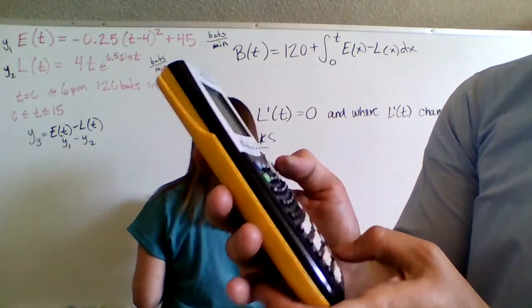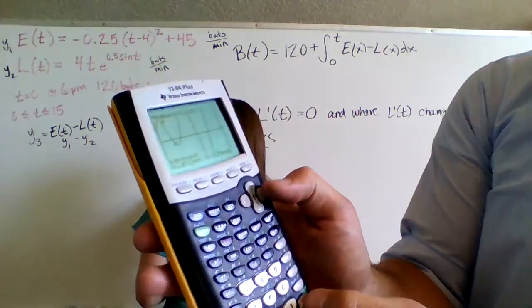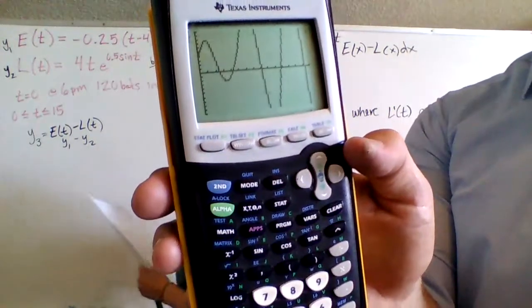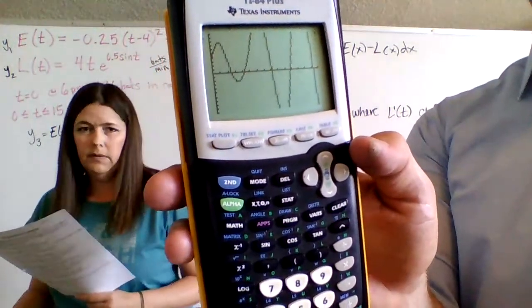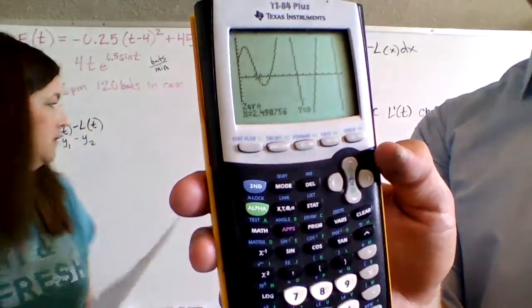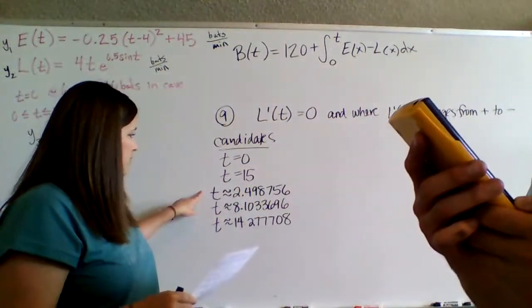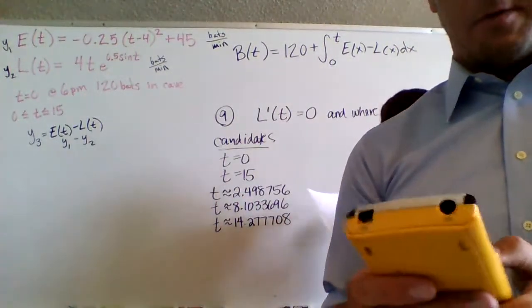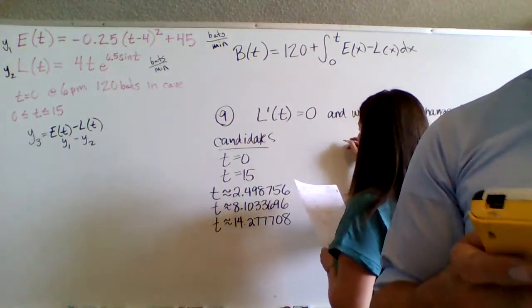Oops. Okay, and we want right bound. There I'm right of there. Hit enter. Guess. Just enter since I only have one zero in there. So that's going to be my first one, 2.499. Sweet. Okay, so we get to do this several times.